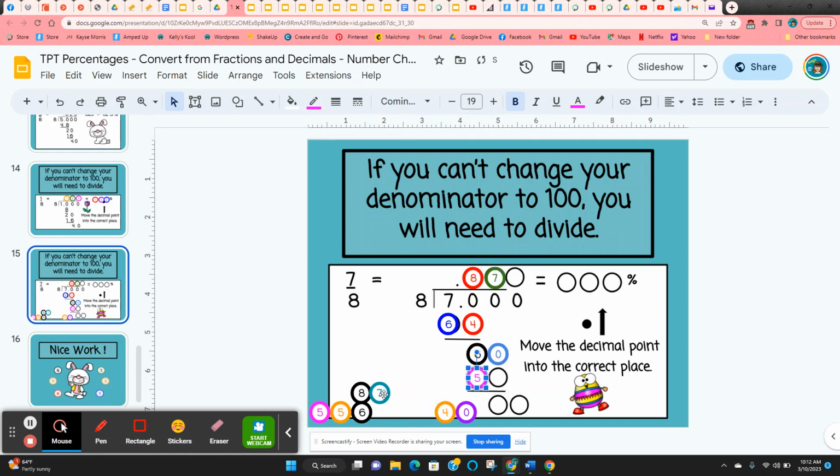So if your students have trouble with this one, you might want to do this together, or they can do it in partners. Again, subtract, they get 4, bring down another 0. 8 goes evenly into 40 5 times. So they get a solution of 875 thousandths, and they just need to, again, move that decimal point 2 places to the right.